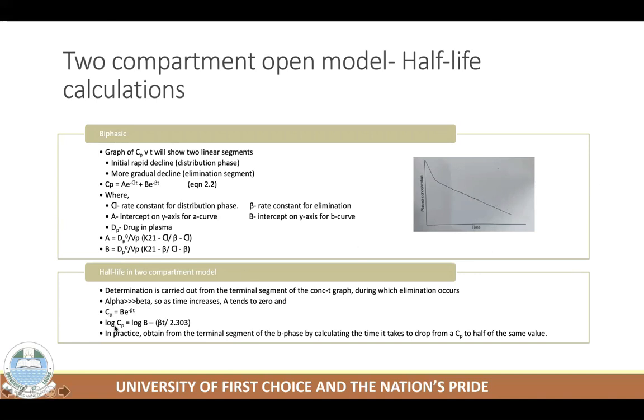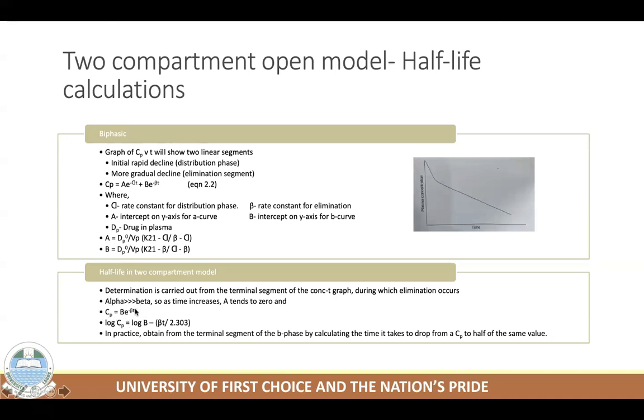Okay. Now, if you substitute that alpha tends to 0 at that point, of course, we also assume that the concentration of A during the B phase will be tending to 0. So if you substitute 0 at that point for A, this part of the equation becomes 0. So that part of the equation has become 0. And then what you have is concentration in plasma equal to B times e to the power of minus beta t. But this is still a complex equation.